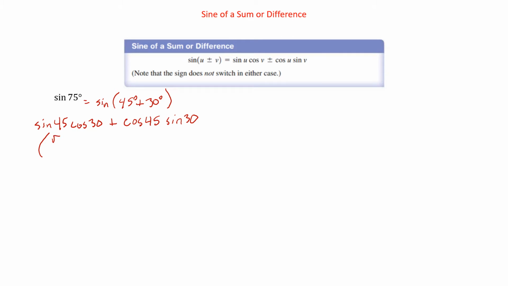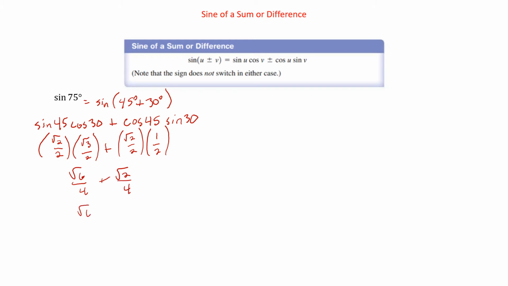So sine of 45 is root 2 over 2. Cosine 30 is root 3 over 2. Plus cosine 45 is root 2 over 2. Sine of 30 is 1/2. We can multiply. Root 6 over 4 plus root 2 over 4. Add those together to get root 6 plus root 2 over 4. I would point out that notice these are the same thing, except that the sine of 75 and the cosine of 15 that we did on the last slide are actually the same thing.